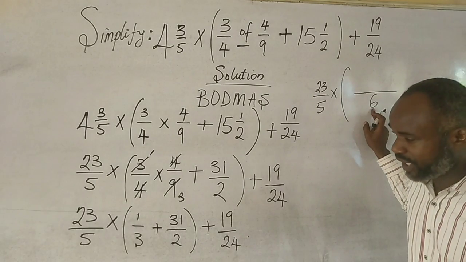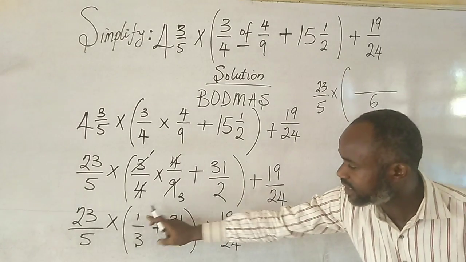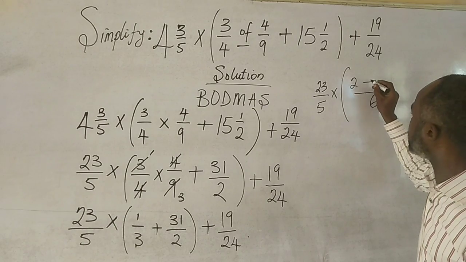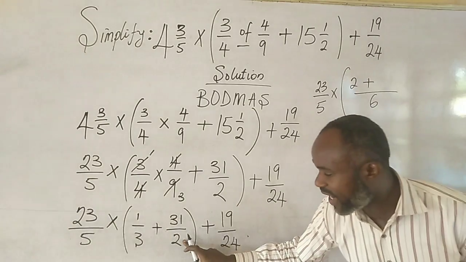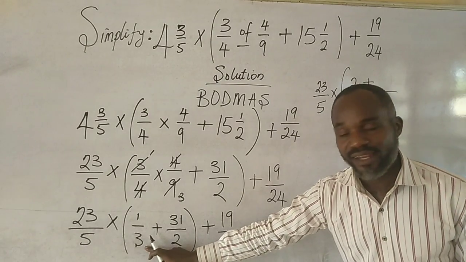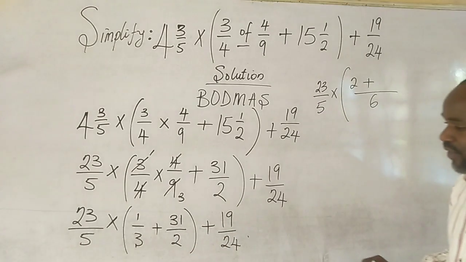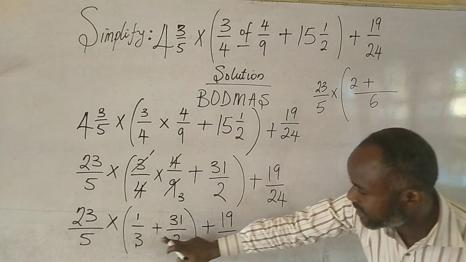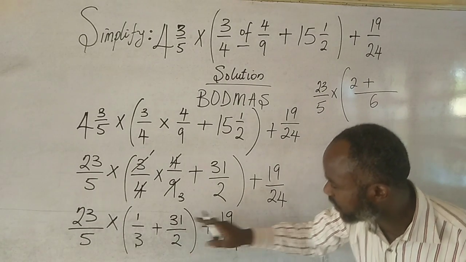Alright? So 3 divides 6, we have 2. 2 times 1, we maintain 2. We will keep 2 there and then our plus sign. 2 divides 6, we have 3. Alright, 3 times this is going to be 93, because 3 times 3 is 9, 3 times 1 is 3.